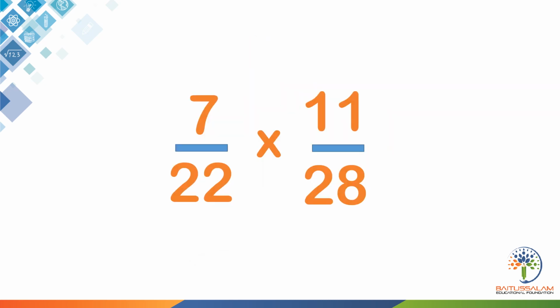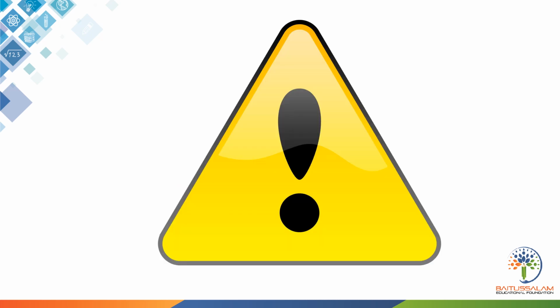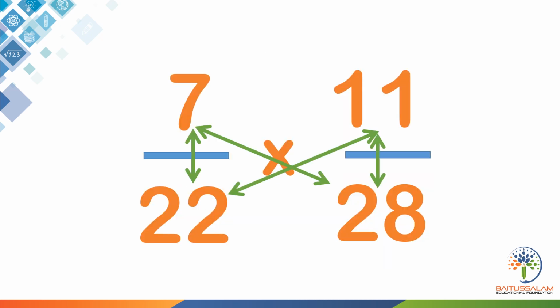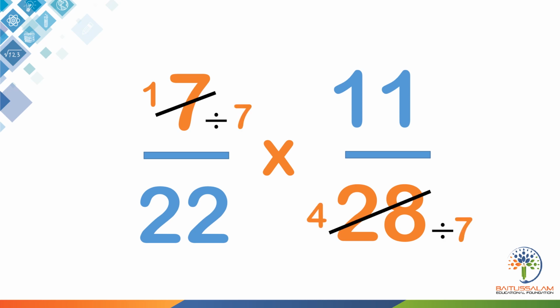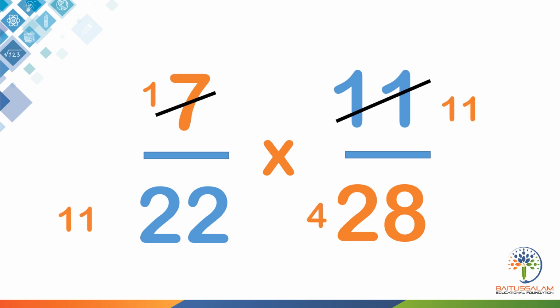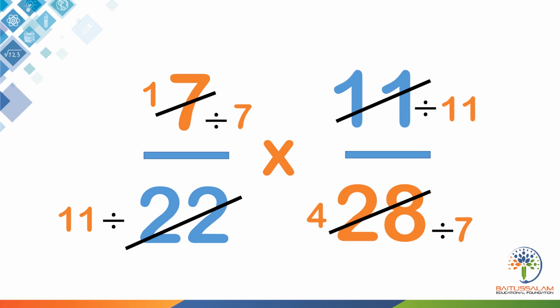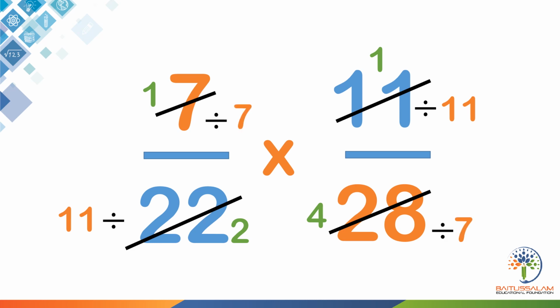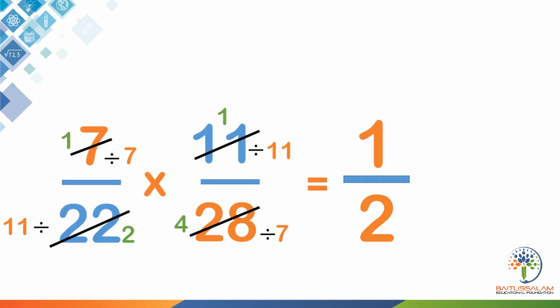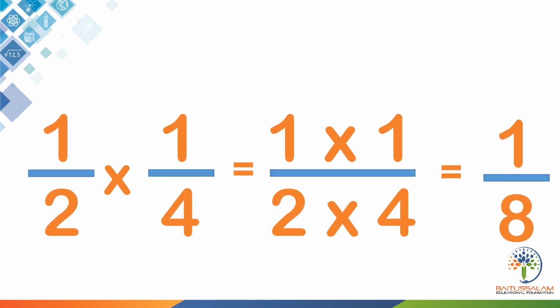There is an easy trick. Before multiplying we can simplify the fraction. But remember, the simplification is done between the numerator and the denominator, so here we can see 7 and 28 can be simplified as both are divisible by 7, and 11 and 22 are divisible by 11. Now if you look at the question, what we have left is 1 upon 2 multiplied by 1 upon 4, which is simply 1 upon 8.